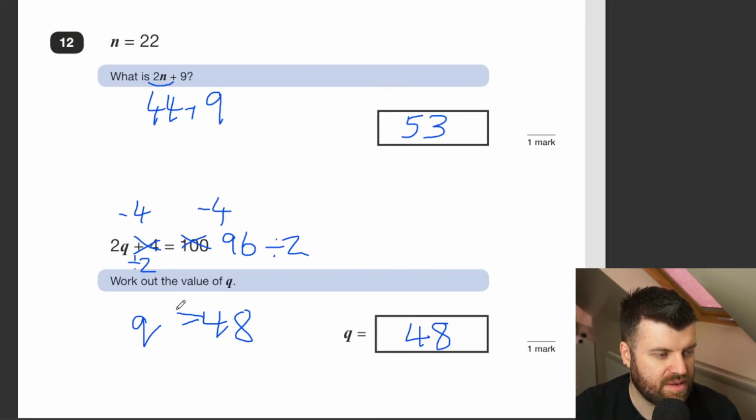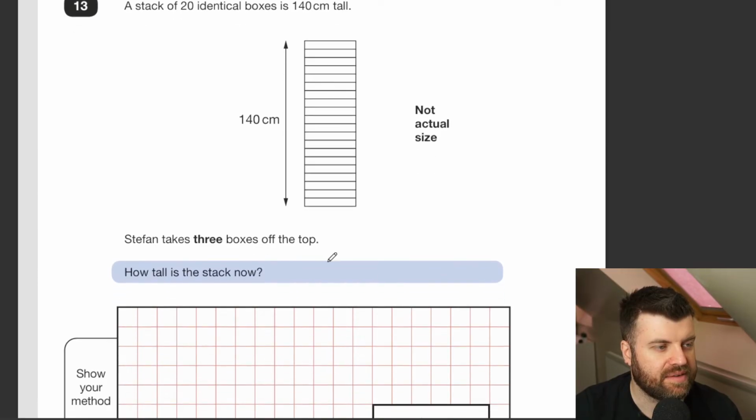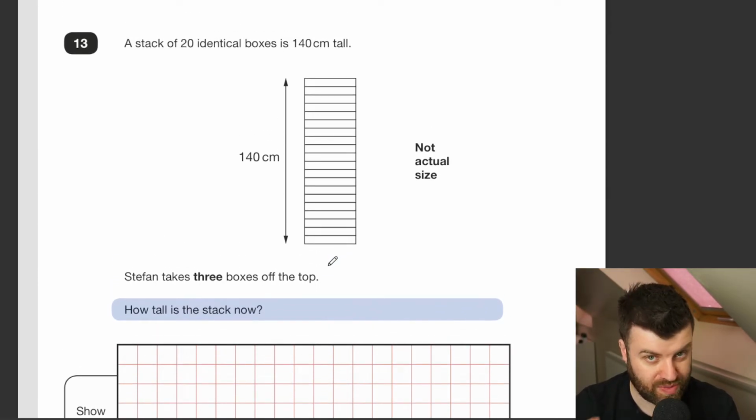And if you wanted to check, you could put it back in. 2q, so 2 lots of 48 is 96, plus 4, yep, that's 100. It works. Question 13. A stack of identical boxes, 20, is 140 centimeters tall.